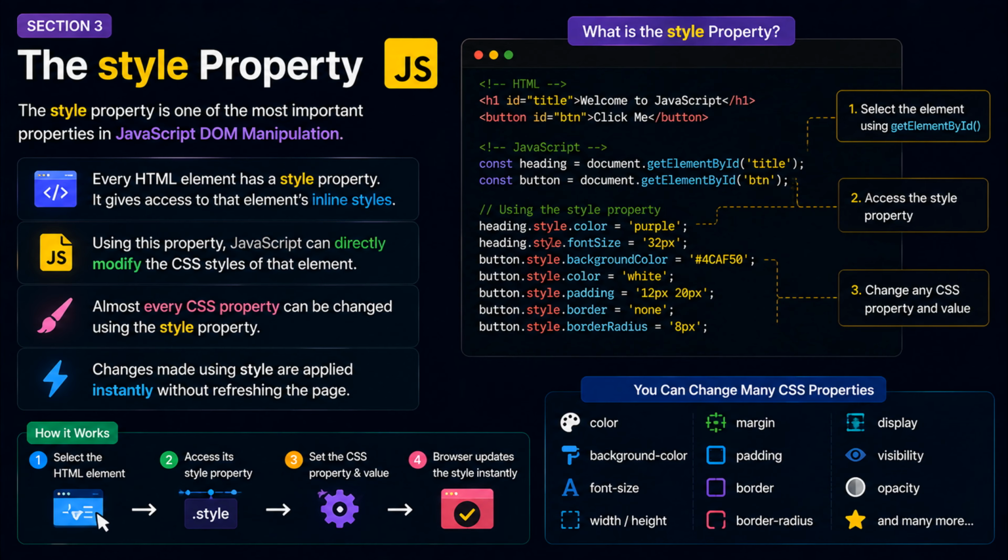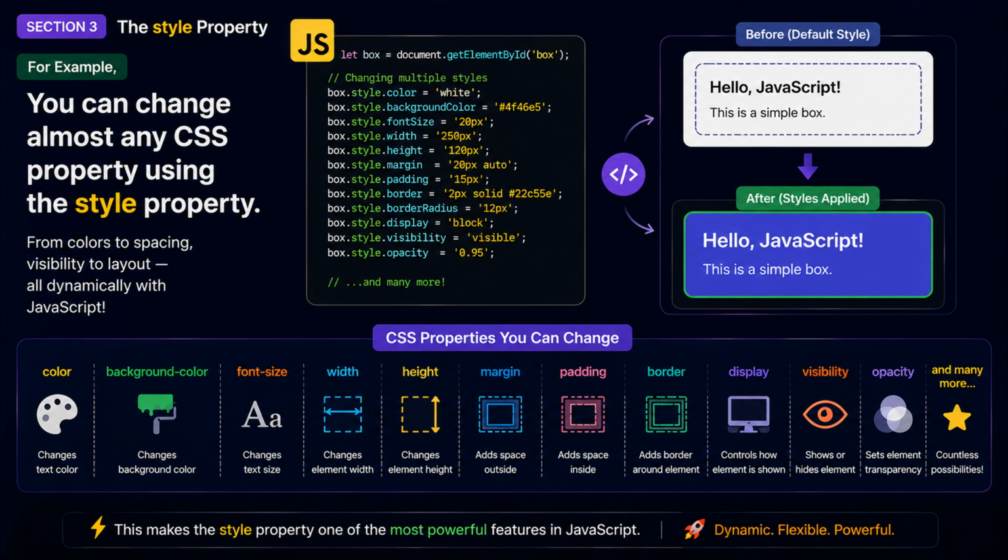Section 3. The style property. Now let's learn the most important property: the style property. Every HTML element has a style property. Using this property, JavaScript can directly modify the CSS styles of that element. Almost every CSS property can be changed using the style property. For example, color, background color, font size, width, height, margin, padding, border, display, visibility, opacity, and many more. This makes the style property one of the most powerful features in JavaScript.